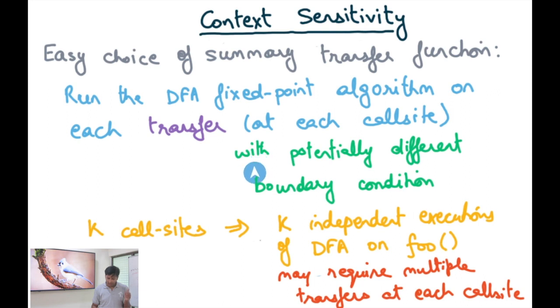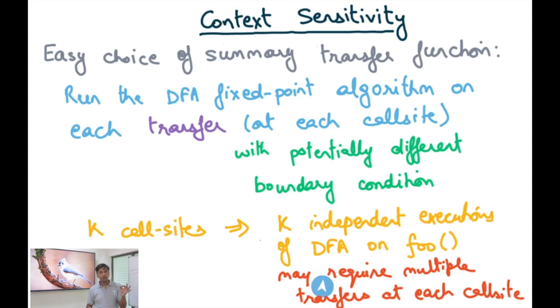And at each call site, we may have a potentially different boundary condition, because depending on what the arguments are, what the points-to set of the arguments are, that would define the boundary condition for that invocation of the DFA fixed point algorithm for the callee. And this basically means that if there are k call sites of foo, then there are at least k independent executions of DFA on foo. And if foo was a large function, then that multiplicative factor can become really prohibitive.